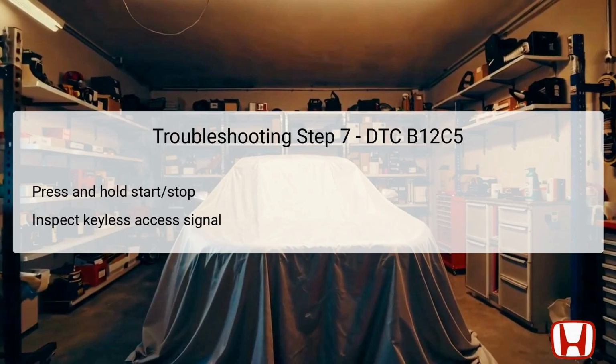This action must be accompanied by checking for continuity between the keyless access control unit connector B, specifically terminal number 25, and the engine start-stop switch 10P connector, terminal number 2. This test assesses whether the signals from the switch are effectively communicating with the control unit. A successful continuity test indicates that electrical signals are being transmitted properly, signifying system integrity.